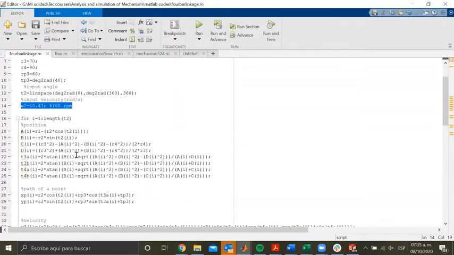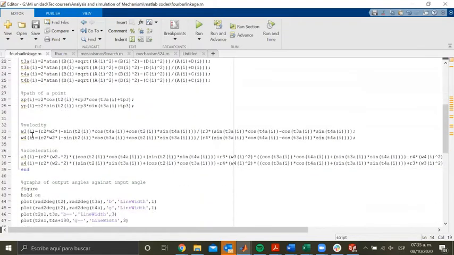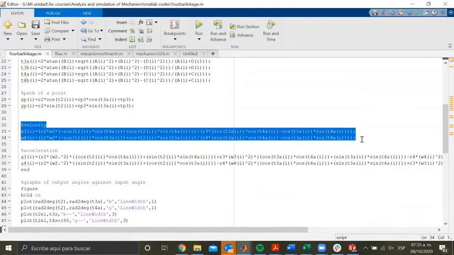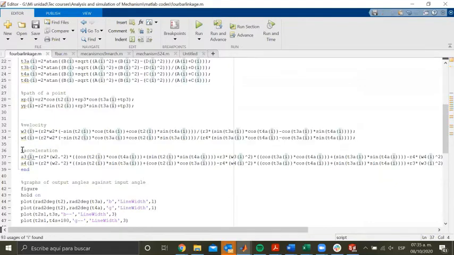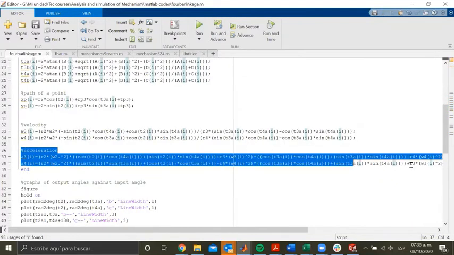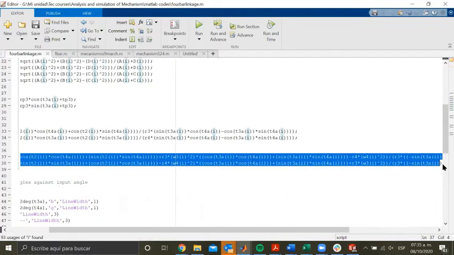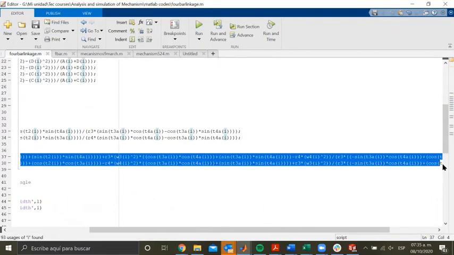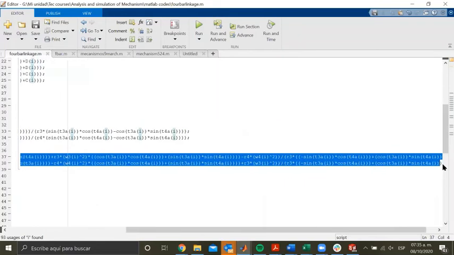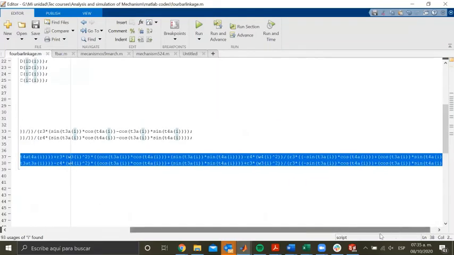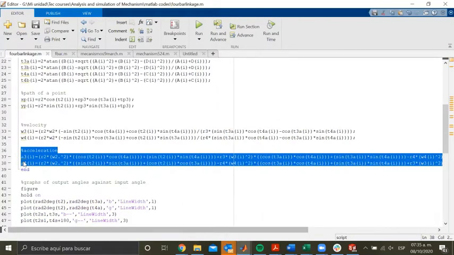Then in the for loop, I have, remember this, I showed you this last week, I think. This is for velocity, omega 3 and omega 4. Look at these two new babies here. These two new babies are very long, of course, long babies. These are alpha 3 and alpha 4.